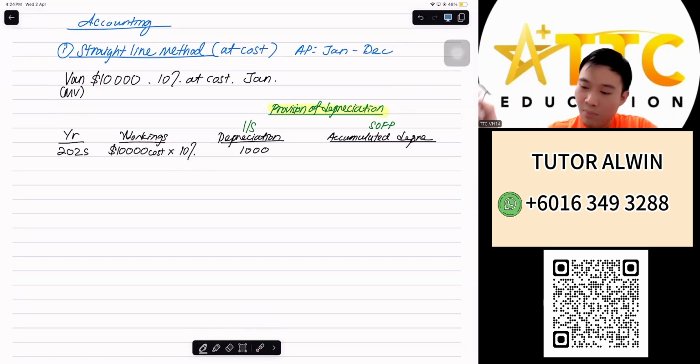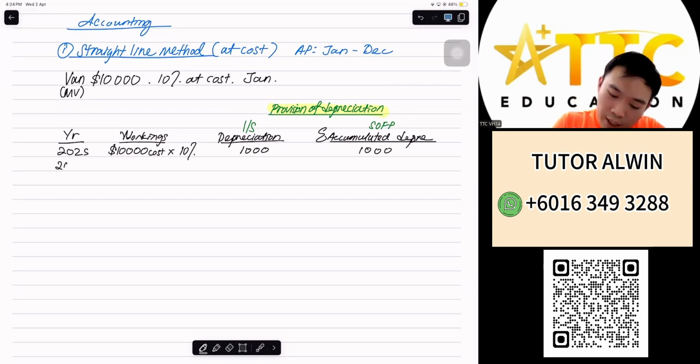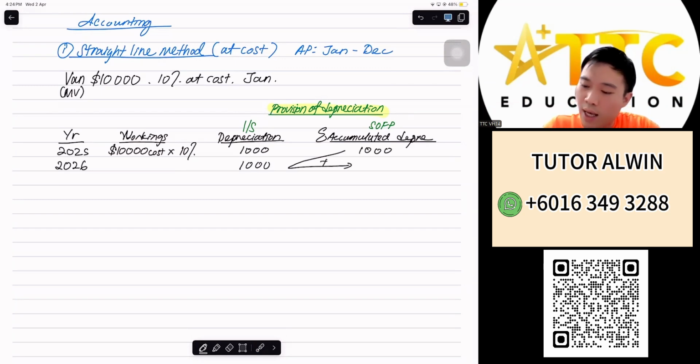Accumulated depreciation means how much blood it has lost, so the total of its depreciation amounts. The first year's depreciation will always be the first year's accumulated depreciation because it's very new. Then during 2026, it will be the same depreciation, but the accumulated depreciation will increase by another 1,000, and hence for all the following years to come.